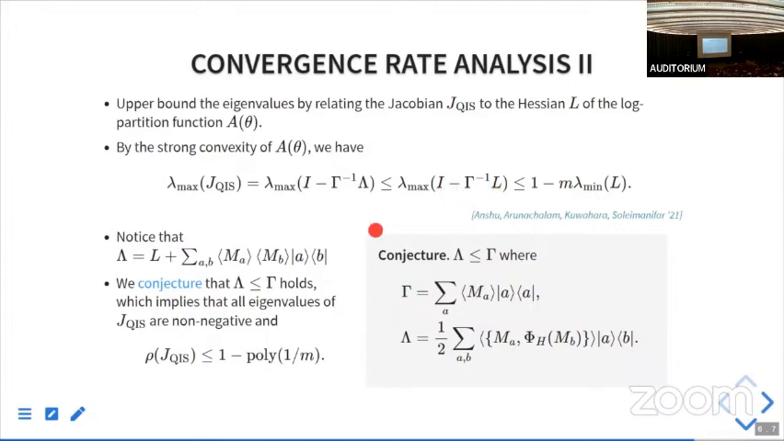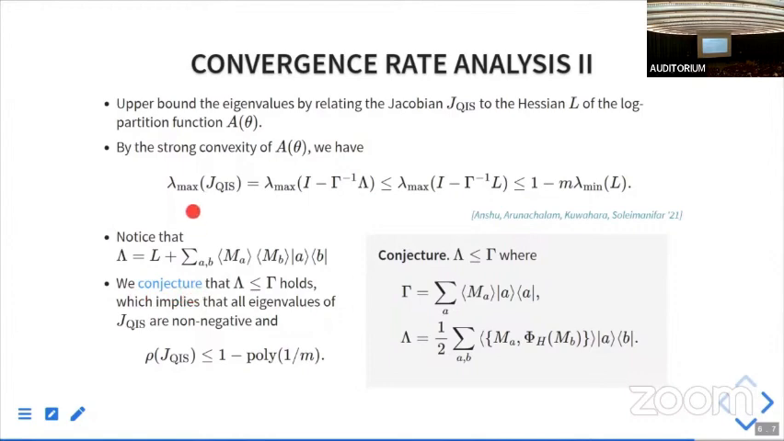You can easily prove that it's greater than the Hessian of the log partition function A, and then we can prove that it's at most 1 minus m times lambda_min(L). Lambda_min(L) is known to have a lower bound, so you are subtracting some noticeable quantity, so it's bounded away from one. The thing that we didn't succeed in: we thought that we proved it and even wrote a paper on arXiv, and then later on we realized that the proof isn't correct.